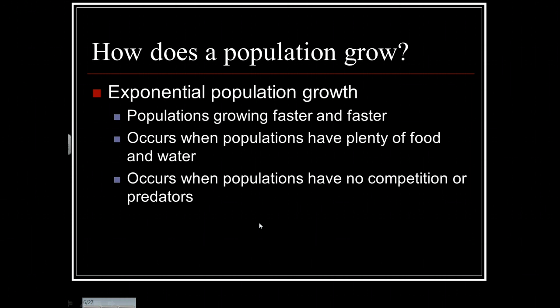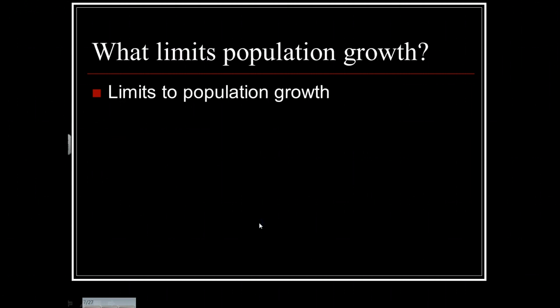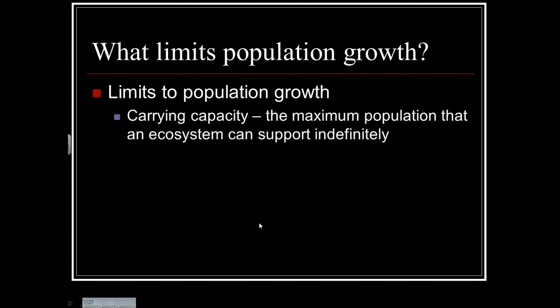Okay. The other issue that needs to be considered is that, in the ideal situation for population growth, populations have no competition or predators. In the next section of this chapter, we actually look at what it means to compete in a population, or various populations competing with each other. What does it mean when a population has predators? Okay. So what limits population growth?